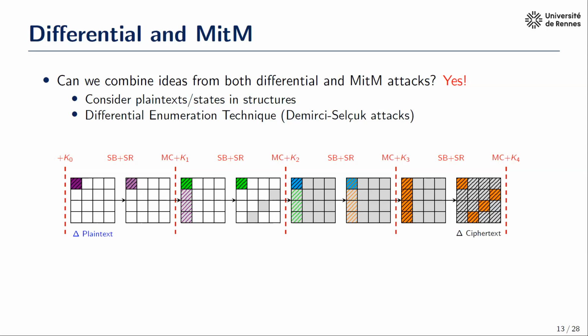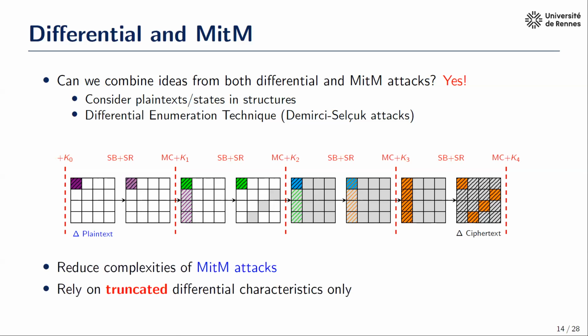The differential enumeration technique was proposed by Dunkelman, Keller, and Shamir to improve a particular kind of meet-in-the-middle attack. In this technique, we use a truncated differential characteristic to reduce the complexity of the meet-in-the-middle attack. The common point of all those attacks combining differential and meet-in-the-middle is that they are all meet-in-the-middle attacks for which we reduce some part of the complexity, the time complexity or the memory complexity, by using truncated differentials.